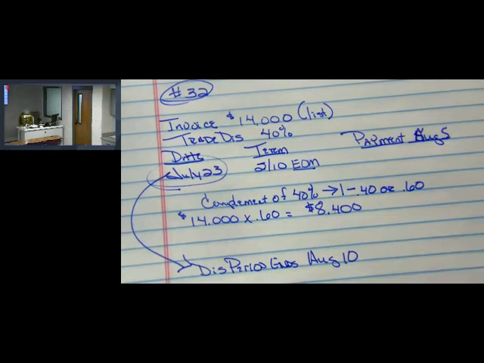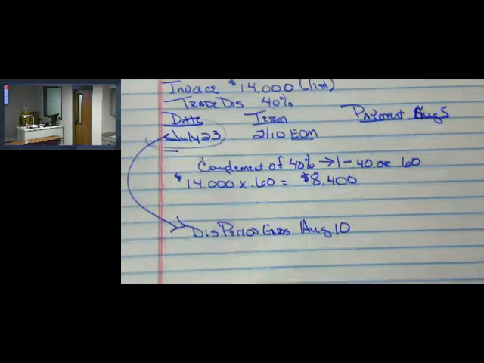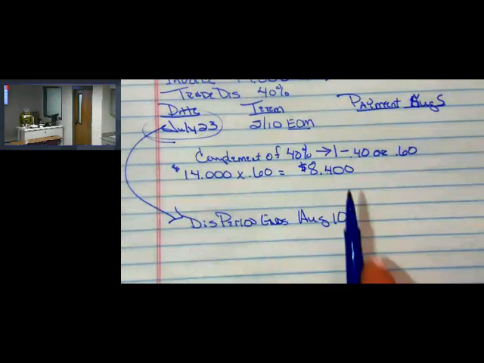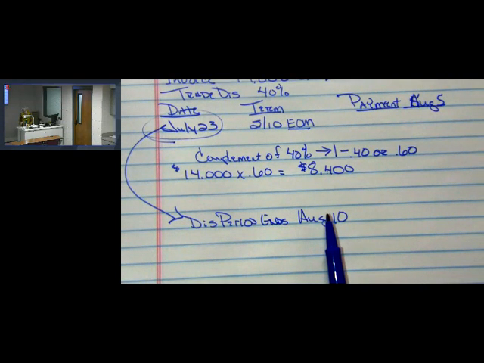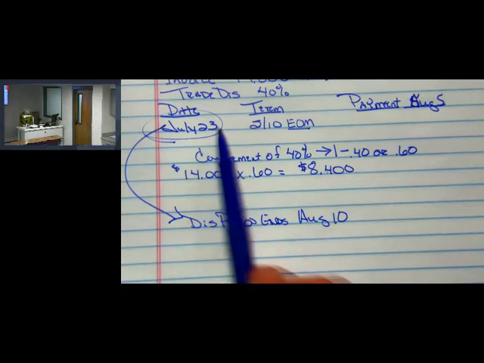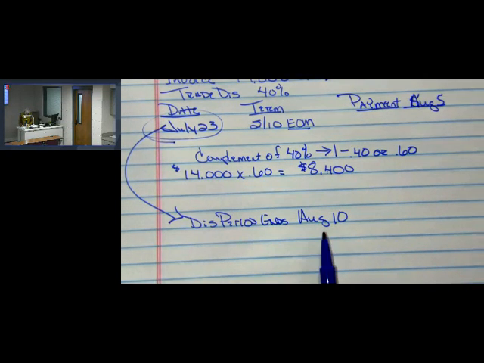10th. Okay, that's the end of my discount period. It's an EOM. It's always going to end on the 10th. The question is, which month? Since my invoice is before the 25th, it's going to be on August 10th, the next month.